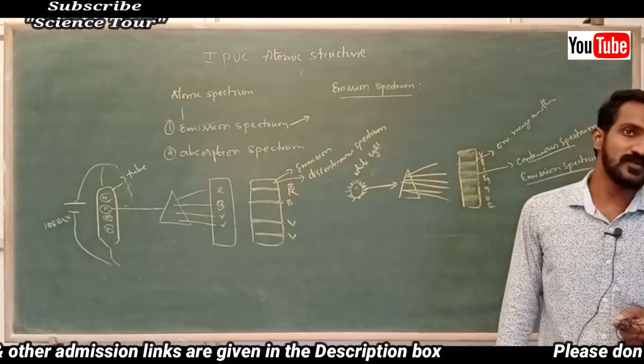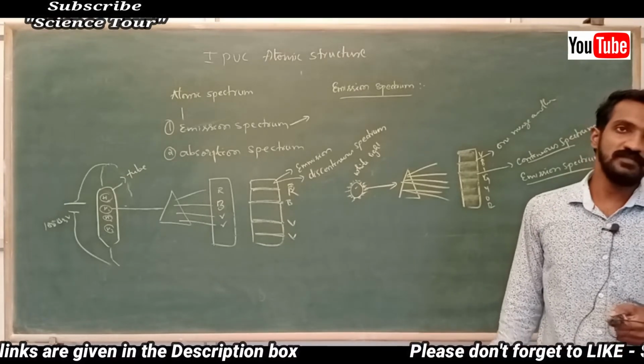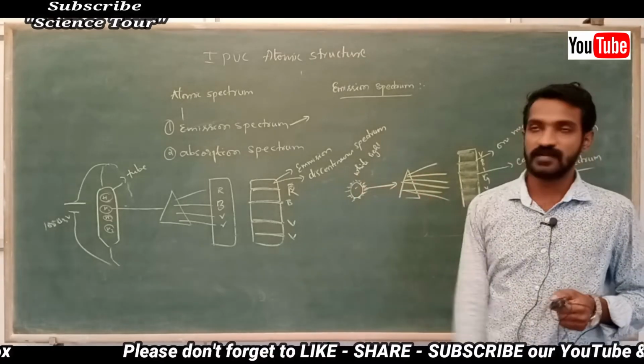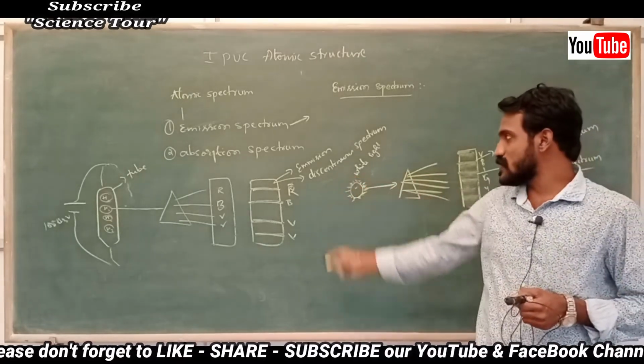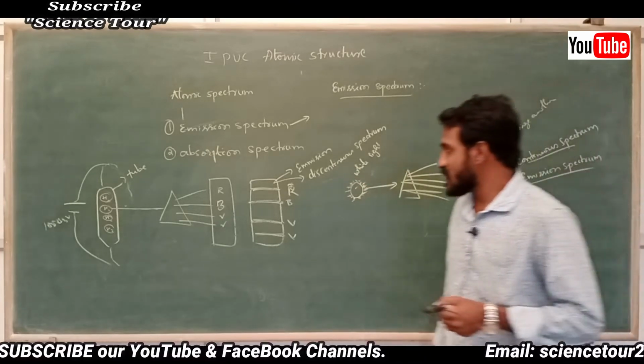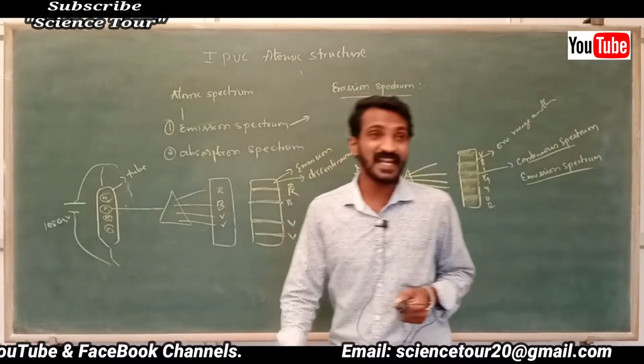Look at this. Emission spectrum, continuous spectrum also possible, discontinuous spectrum also possible. Note down, my dear students. Now in this one, emission spectrum, discontinuous spectrum, this is also called a line spectrum.